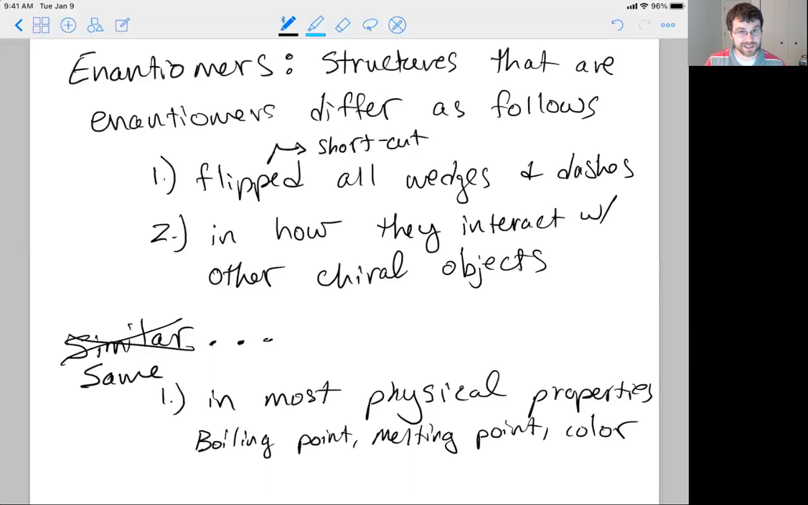That's kind of wild because again, these are different molecules. They differ in the three-dimensionality. Okay, we can't get these things to superimpose. Yes, they have the same composition. Yes, they have the same connectivity, but their arrangement in 3 dimensions is different. So these are different molecules.